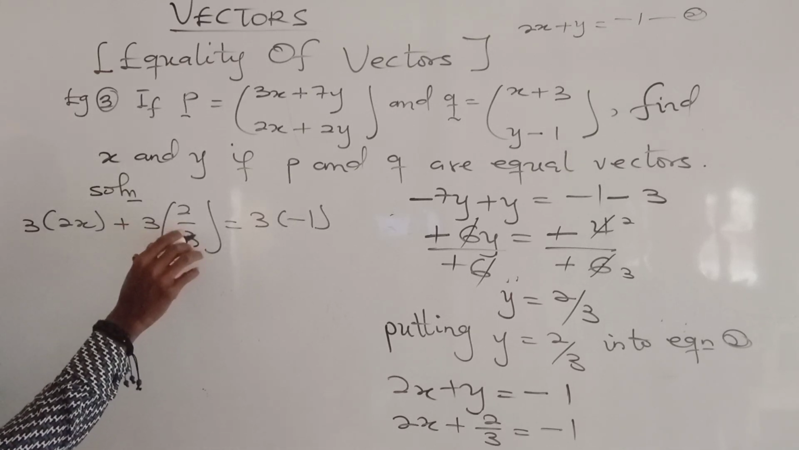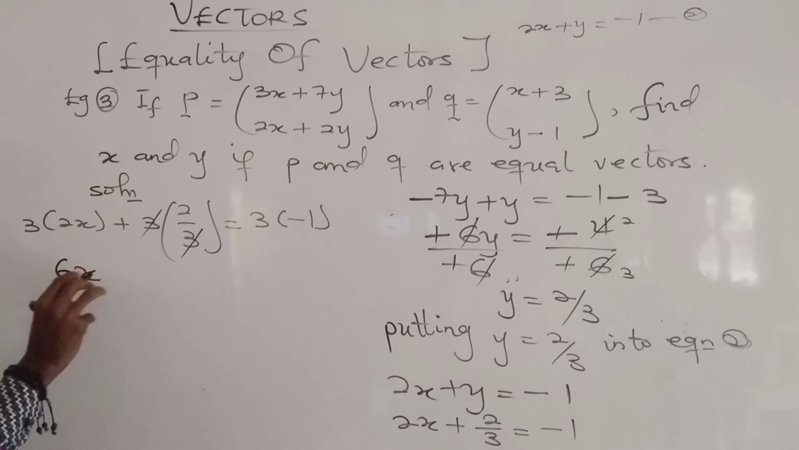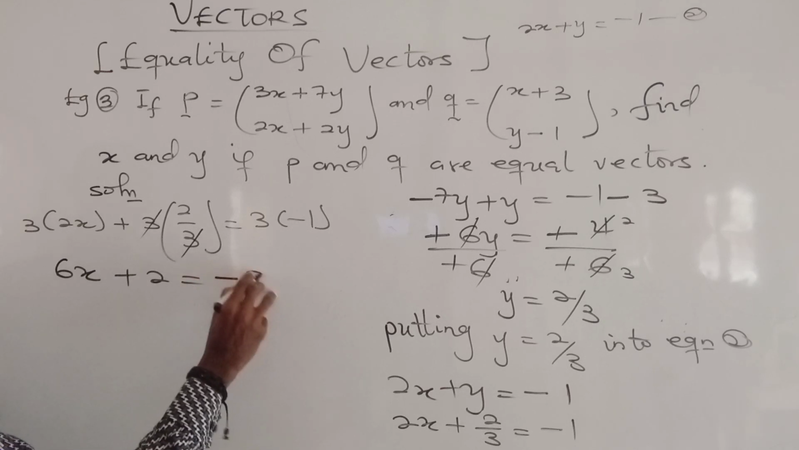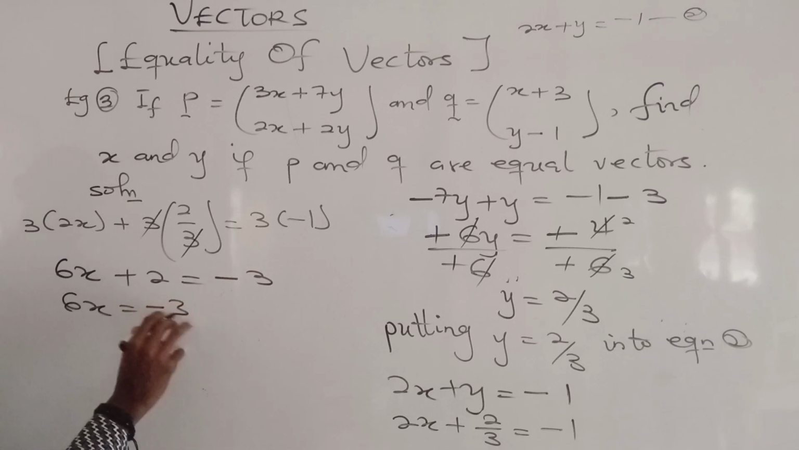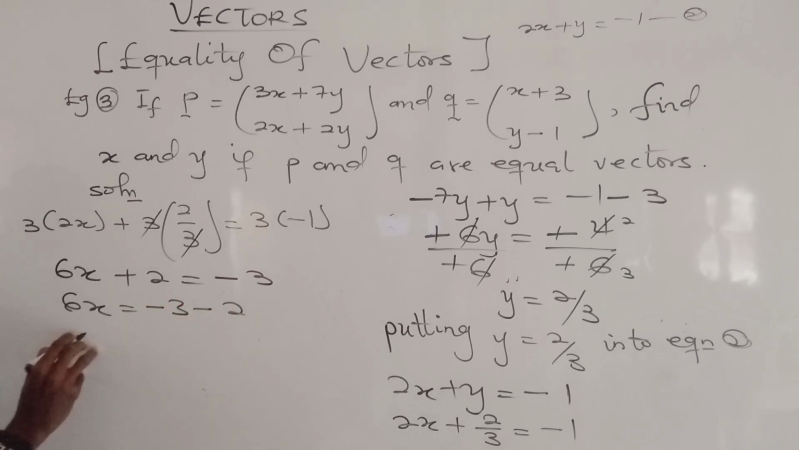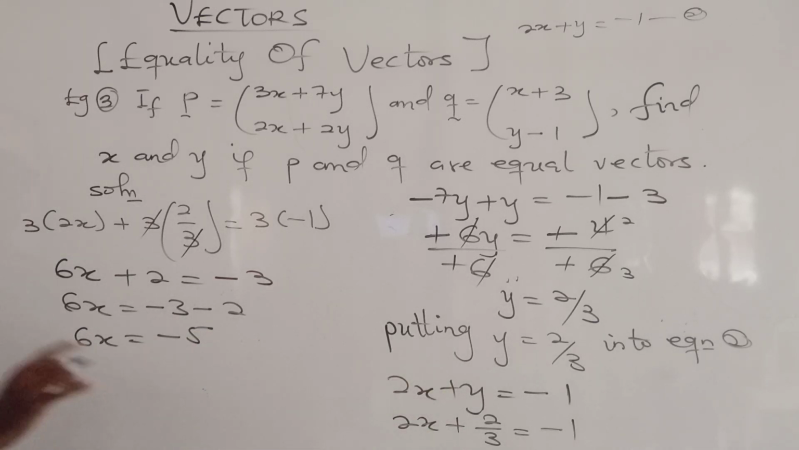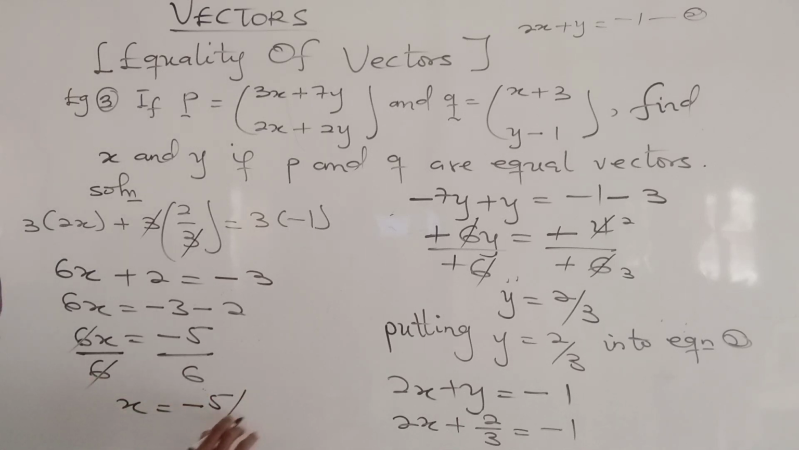This 3 and this 3 can cancel away. So I have 3 times 2s, it gives 6s, then plus 2 equals 3 times negative 1, which gives negative 3. Group like terms, so my 6s will be equal to negative 3 minus 2. So I have my 6s equal to negative 5. How do I get my s? I divide through the equation by the coefficient of s, which is 6. So I divide here by 6, here also by 6. This and this will cancel away. So I have s equal to negative 5 over 6.